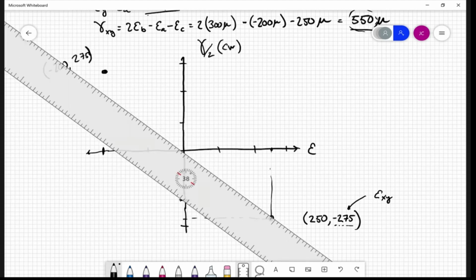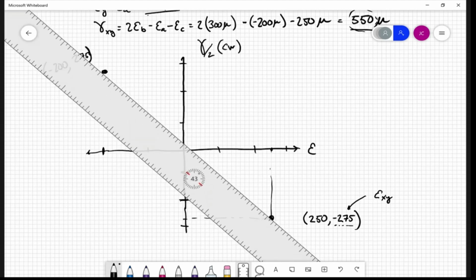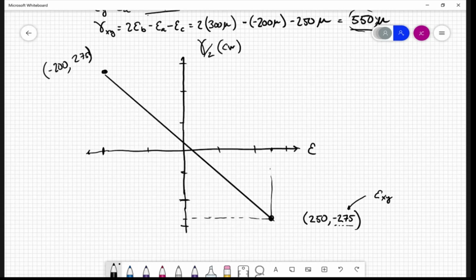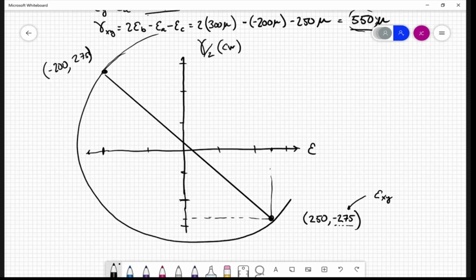And then we can connect that up to give us the circle, right? So here's the diametric line. And then maybe I can try to draw a circle. It's going to be something like that, right? That's probably not very well done, but you get the idea, okay? All right, so we want to get the principal strains. So that's where it intersects the x-axis, okay?